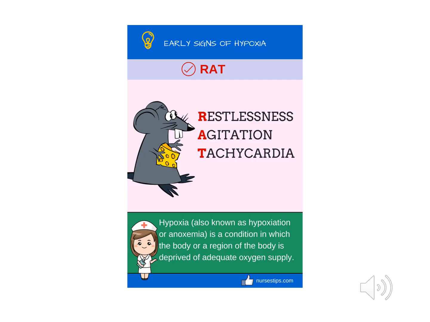So here's just a little mnemonic thing that I found on Google Images that might help you to remember. The three things that are listed in this mnemonic actually reflect both sympathetic and central nervous system symptoms.